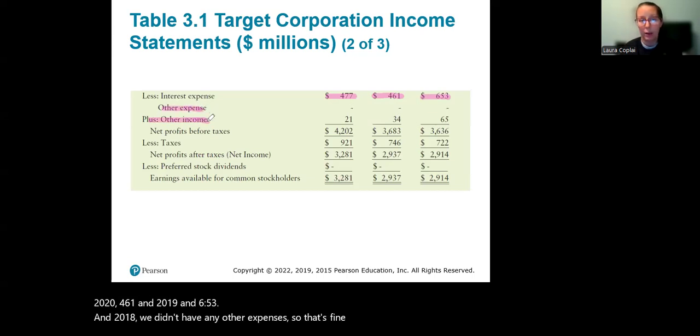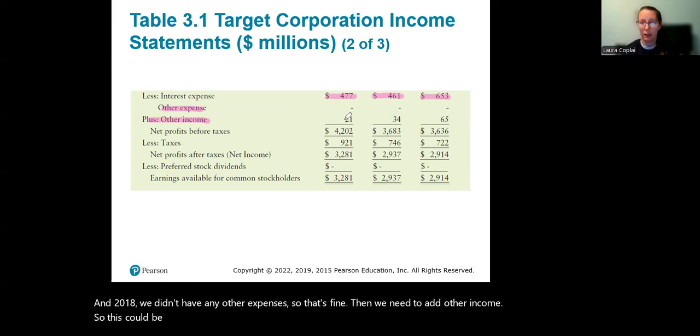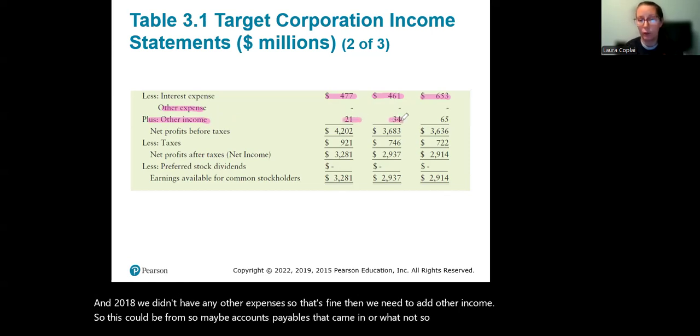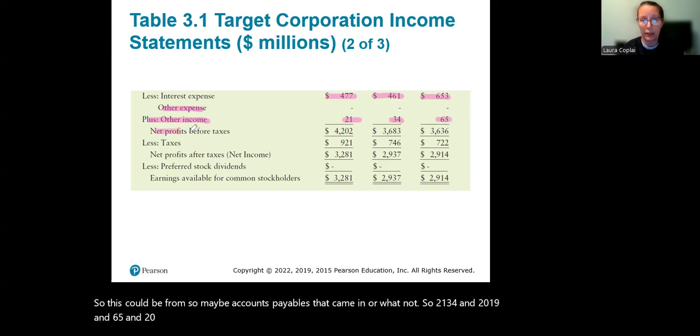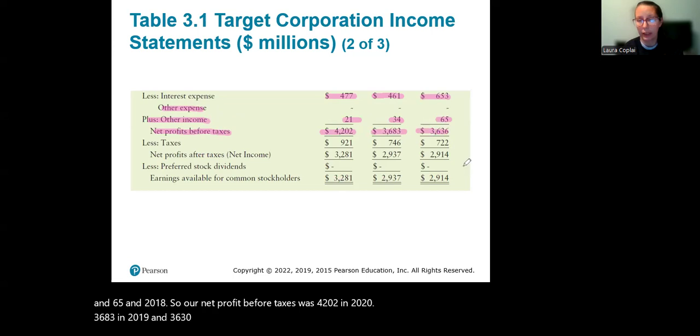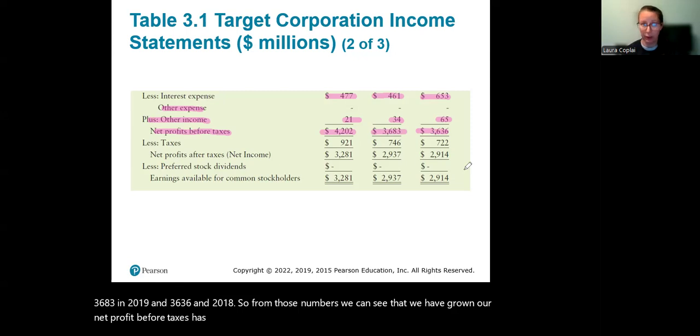Then we need to add other income. This could be from some accounts payables that came in or whatnot. So 21, 34 in 2019, and 65 in 2018. So our net profit before taxes was 4202 in 2020, 3683 in 2019, and 3636 in 2018. From those numbers, we can see that our net profit before taxes has grown. So that's always a plus.